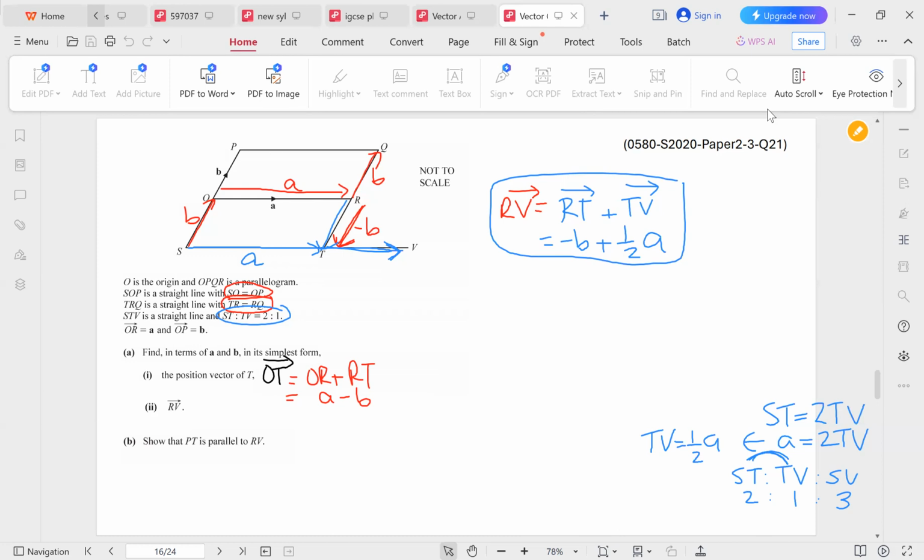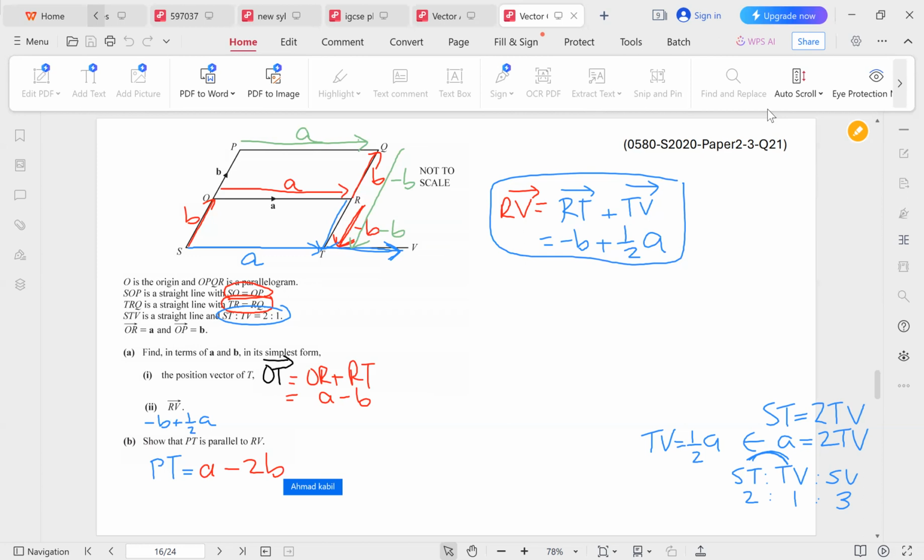Let's write it down. RV equals negative B plus half A. In question B, we are required to show that PT is parallel to RV. So let's get PT first. To go from P to T, we're going to go first from P to Q, and then from Q to T. From P to Q, this is A. From Q to T, we have negative B and negative B, so negative 2B. So PT would be A minus 2B.